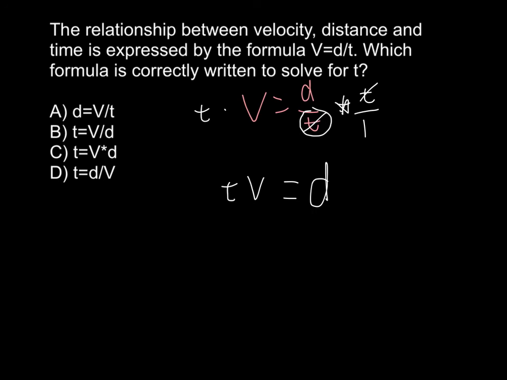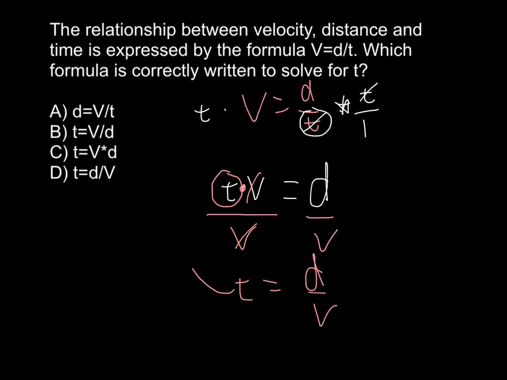We're not done because we want this t alone. So our inverse operation, instead of t times v, the inverse is to divide by v to get it alone. One up top, one in the denominator. Our final answer is t equals d over v. And you can see that relates to this answer right here. So our correct answer in this case is D. Hope that helped.